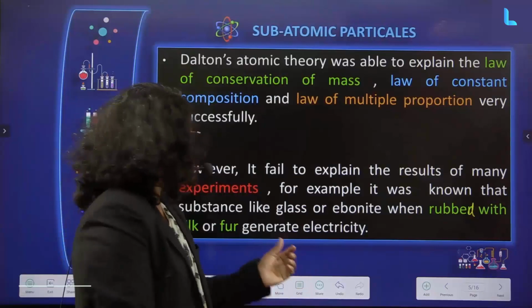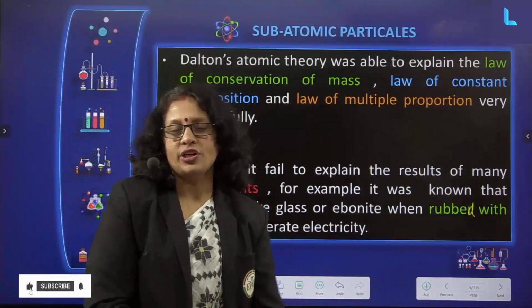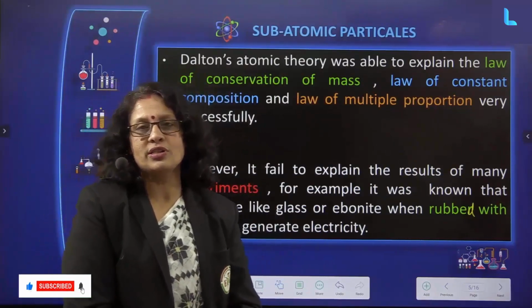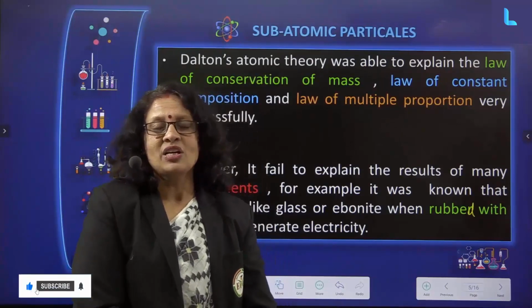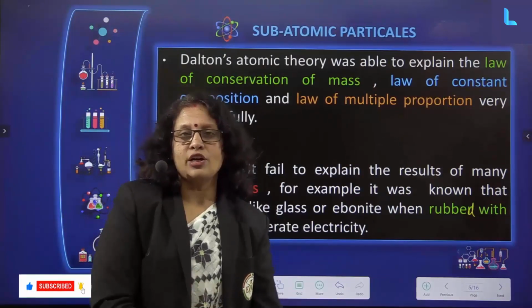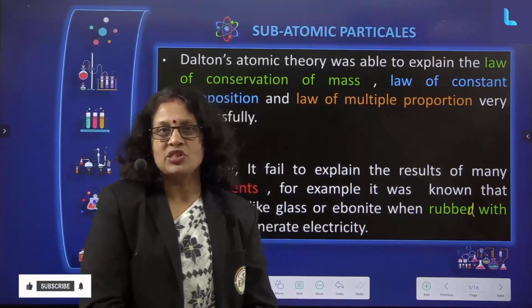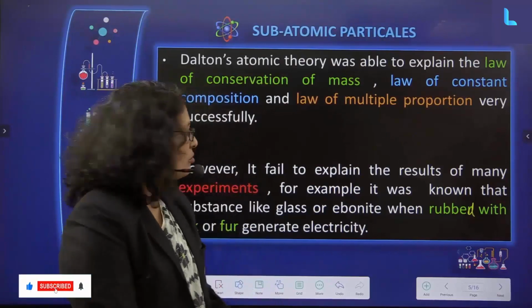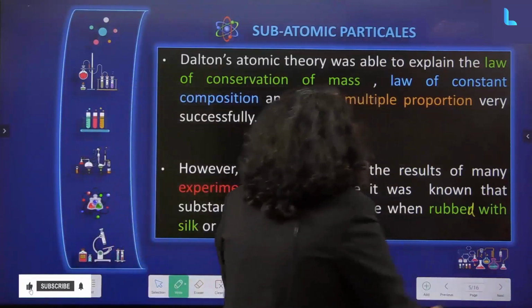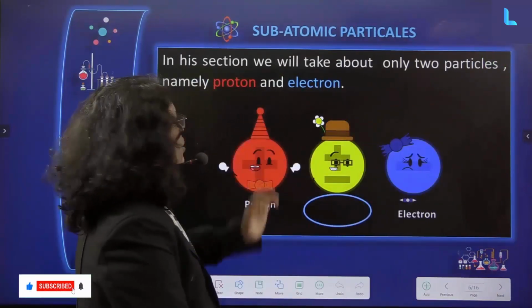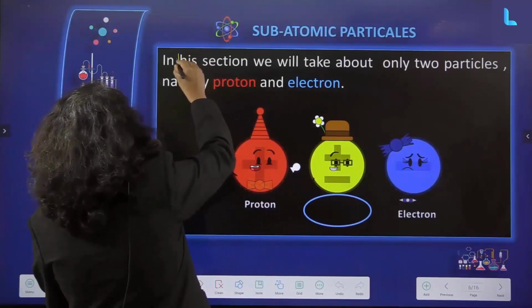So what happens? A kind of electricity is generated. You also would have observed this experiment in daily life, it happens regularly. So you feel a kind of spark, meaning electricity is generated. That is not explained by Dalton's theory. So how is it? Why does it happen? This section we are going to see.